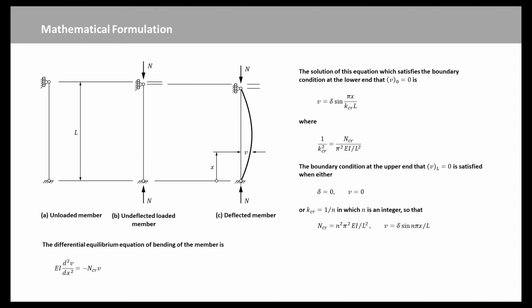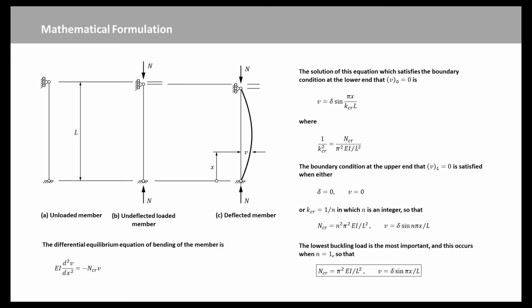So that we have the NCR and V equations. The first solution defines the straight stable equilibrium position, which is valid for all loads N less than the lowest value of NCR. The second solution defines the buckling loads NCR at which displaced equilibrium positions can exist. This solution doesn't determine the magnitude delta of the central deflection.